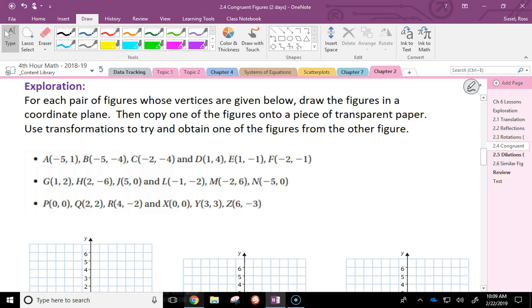So here's our exploration. Do you not have this one either, Noah? Okay. That's alright.